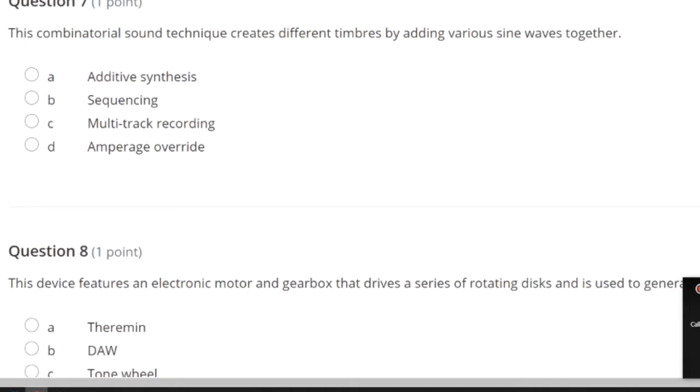Question 7. This combinatorial sound technique creates different timbres by adding various sine waves together. Is it A, additive synthesis, B, sequencing, C, multi-track recording, or D, amperage override? That is additive synthesis. The Hammond organ does this, as do synthesizers, hence the name. You take one sound, and then you add another sound to it, and then maybe another sound, and the result is a different timbre from where you began. Additive synthesis.